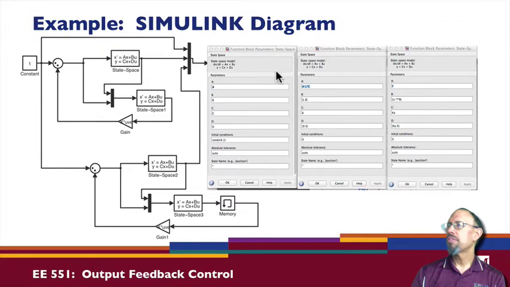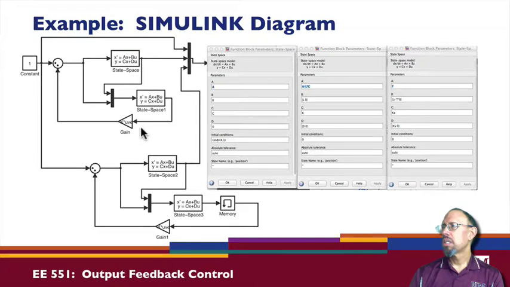Okay, so here's what we have. In this block we have A, B, C, and 0, so our D matrix is 0. Here I put a random initial condition on the system, and I'm putting the same initial condition on both of these. For this observer, I'm using A minus LC as my A matrix, and L and B as the B matrix. Remember we have two inputs now: the output of the system and the input of the system.